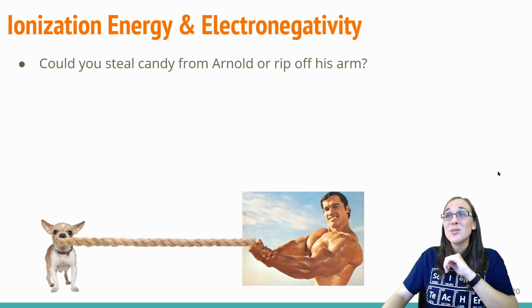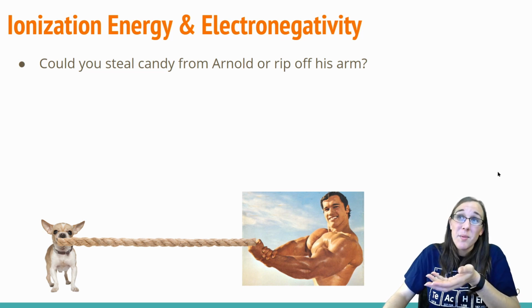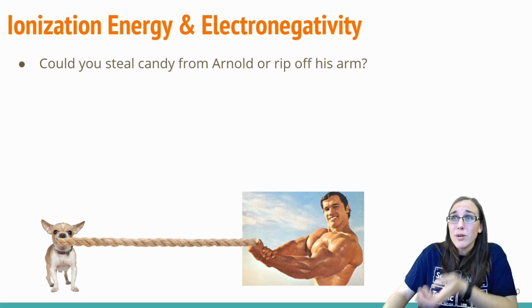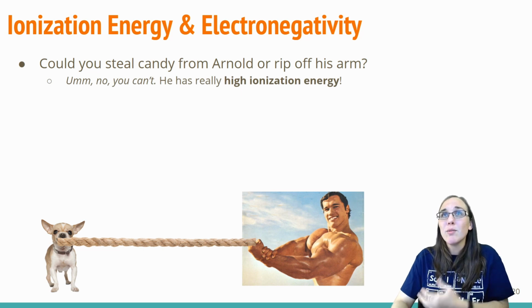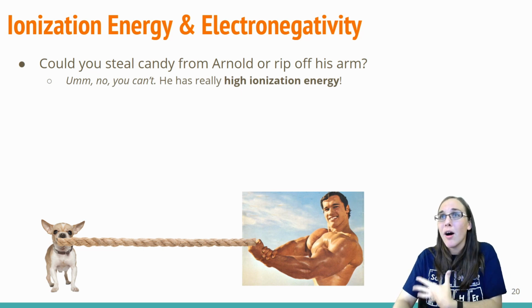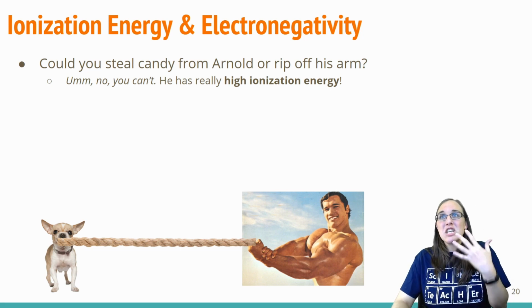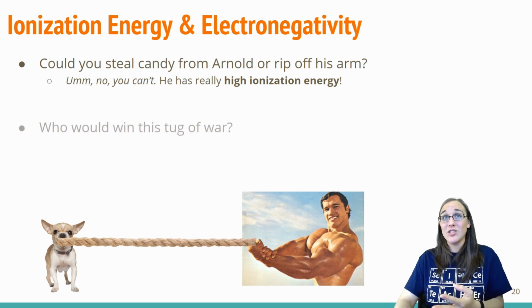So if you were going to try and steal candy from Arnold or rip his arm off, could you do that? No, of course not. You cannot. You cannot rip Arnold's arm off. I'm sorry. If it was already harder to rip mine arm off, you cannot rip Arnold's arm off. Like, it's not going to happen. He has a really high ionization energy.